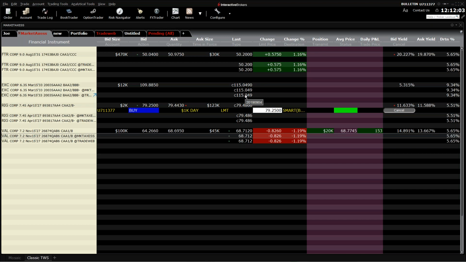MarketAxess is working on changing that so that they will send us both the spread and the price, so that we can display them properly in Trader Workstation. And once we can do that, we will have investment grade bonds available as well.